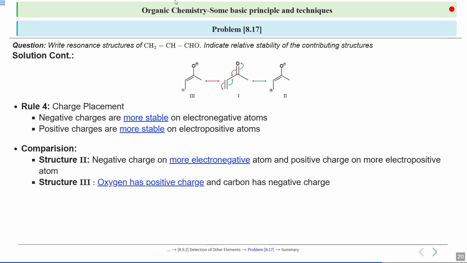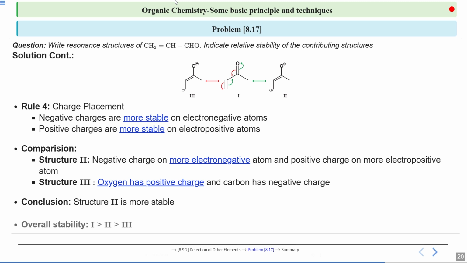Whereas in structure number 3, the oxygen is carrying a positive charge while the carbon is carrying a negative charge. This would be less favorable because oxygen is more electronegative and prefers to hold a negative charge rather than a positive charge. Based on our analysis, we can conclude that structure number 2 is more stable than structure number 3, and this conclusion is drawn from the charge placement and electronegativity of the atoms involved.